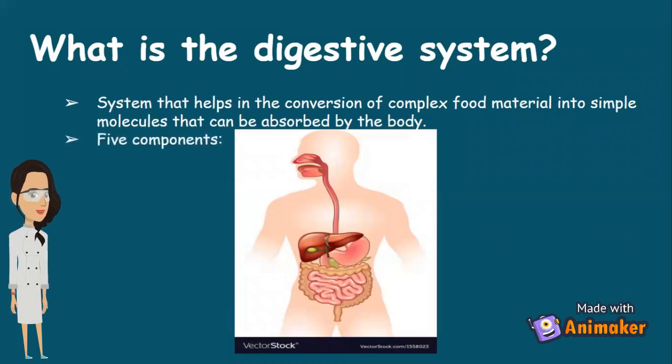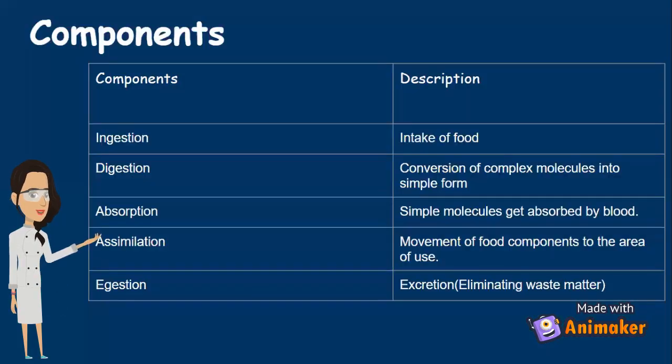It has 5 components, which are ingestion, digestion, absorption, assimilation, and finally egestion. Let's learn a bit more about these 5 components. Ingestion is the intake of food. Digestion is the conversion of complex molecules into simple form. Absorption is where simple molecules get absorbed by our blood. Assimilation is the movement of food components to the area of use. Egestion is excretion, meaning eliminating waste matter.